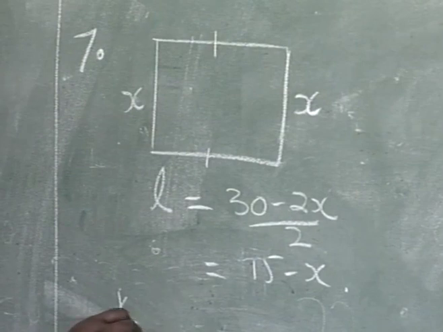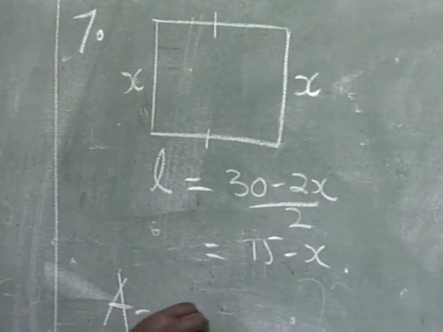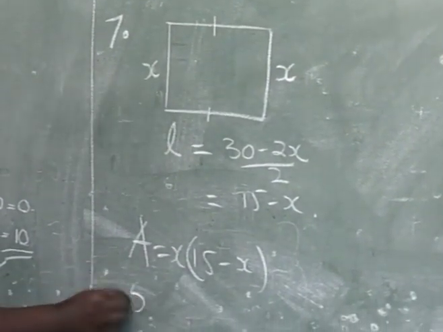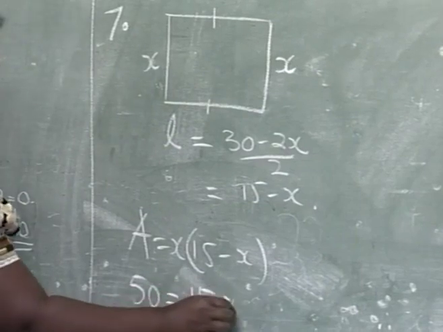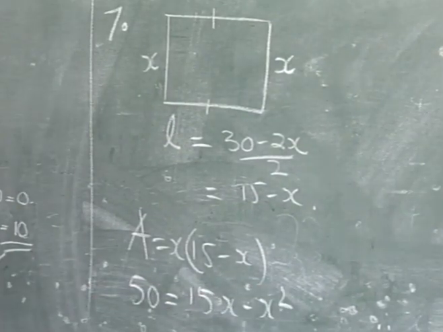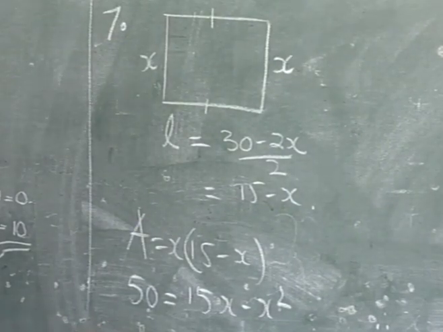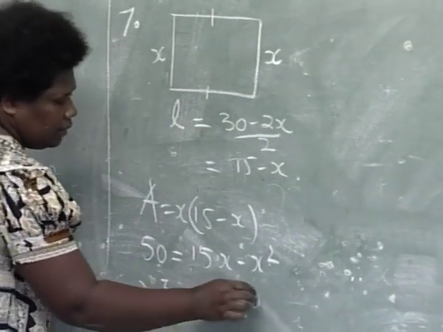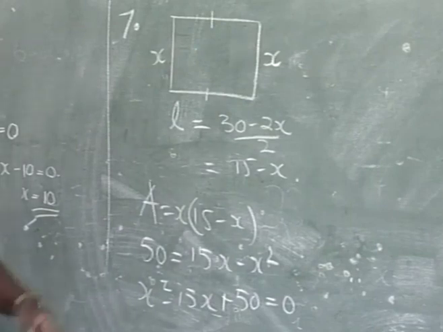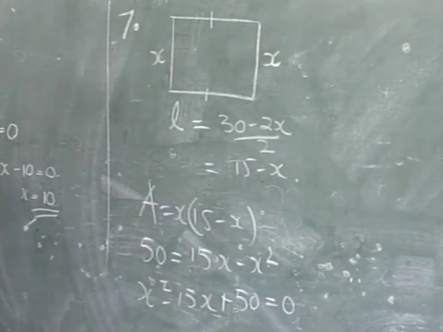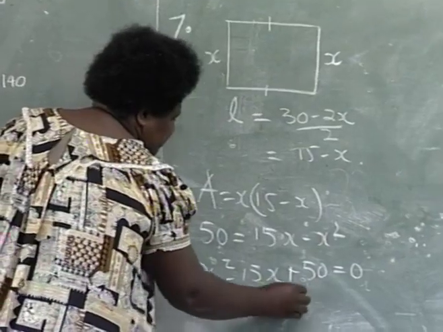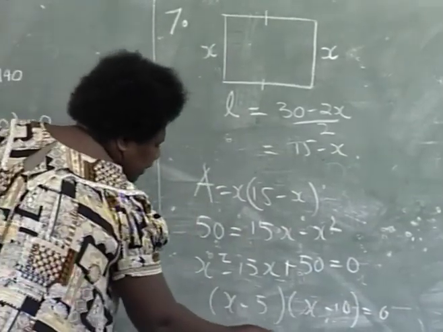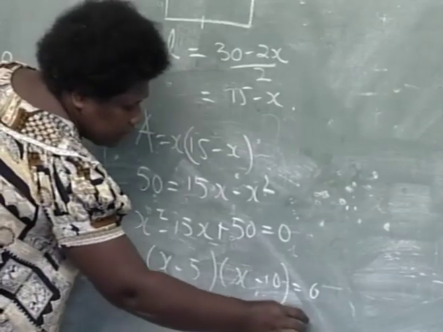So, the area is equal to 15 minus x, which is the length, times the width, which is x. The area is 50. So, I get 50 equals 15x minus x squared, which is x squared minus 15x plus 50 equals 0. Two factors of 50 that will give me 15 are 10 and 5. So, x minus 5 times x minus 10. x is 5 or x is 10.